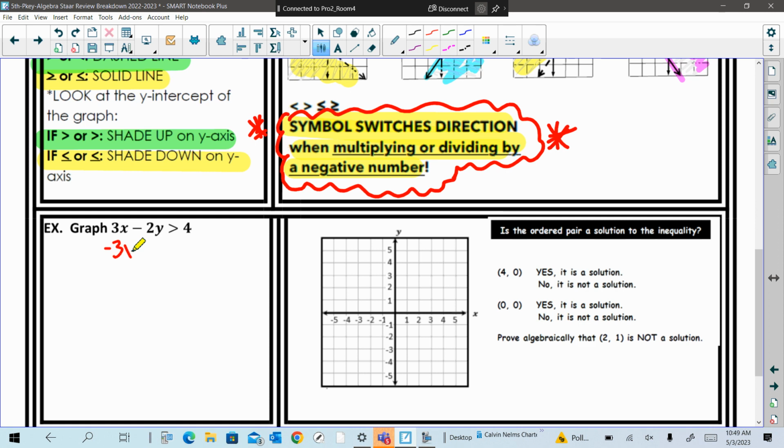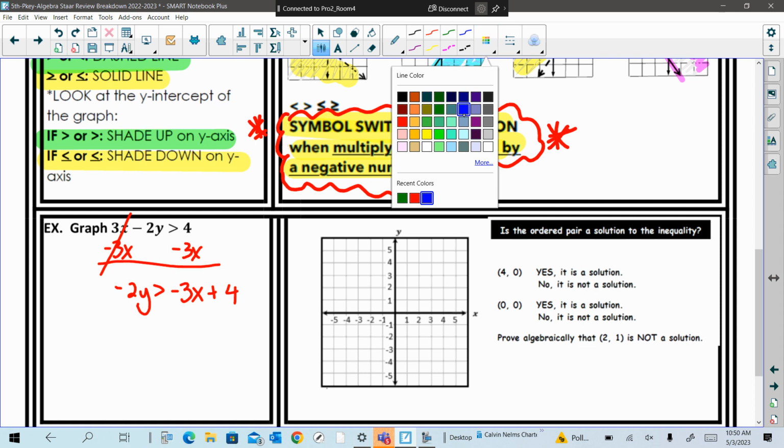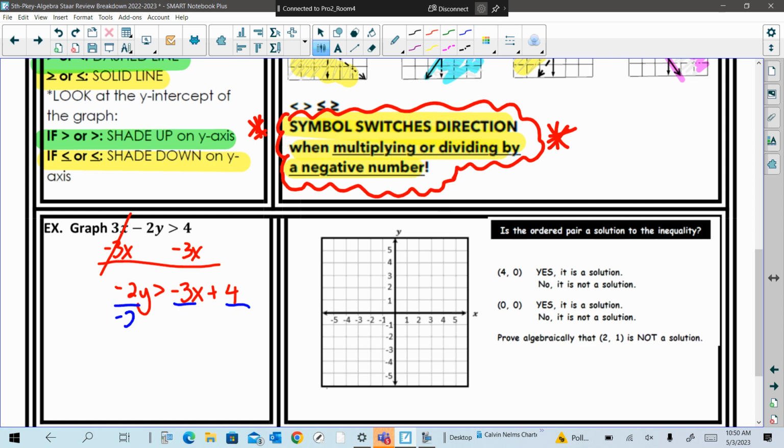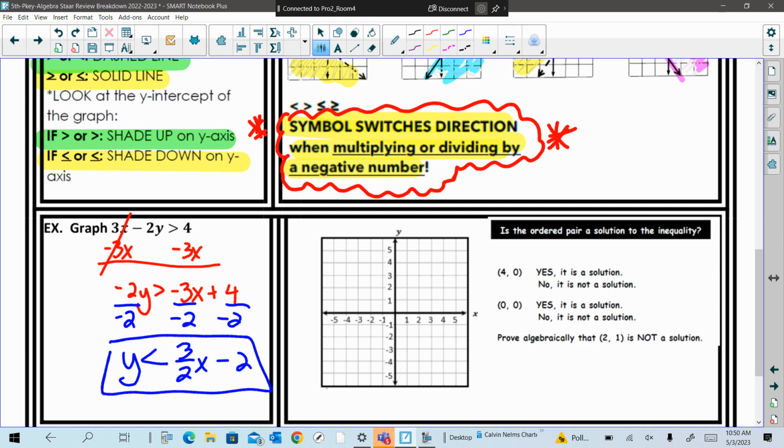Okay. So in order to graph this inequality, what would be our first step? Yeah, minus 3x. So just show the work here in this box. Minus 3x. The 3x terms cancel. What are we going to write? Yeah, negative 2y is greater than negative 3x plus 4. Okay, so now divide each term by negative 2. So remember what happens here. Yep, so y now becomes less than 3 over 2 x minus 2. Okay, so this is our inequality.